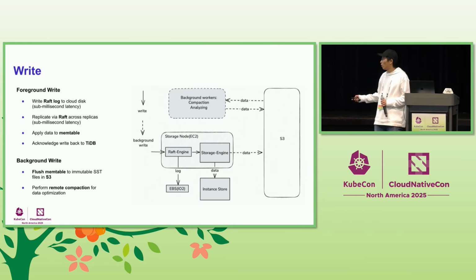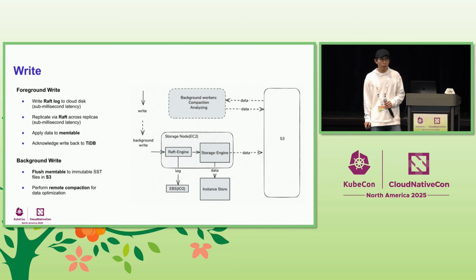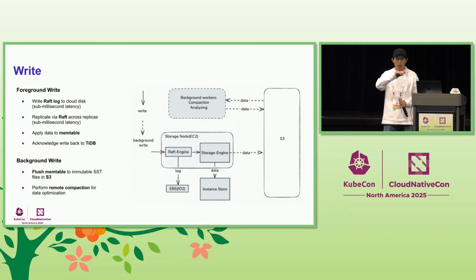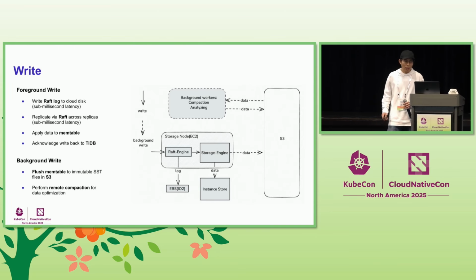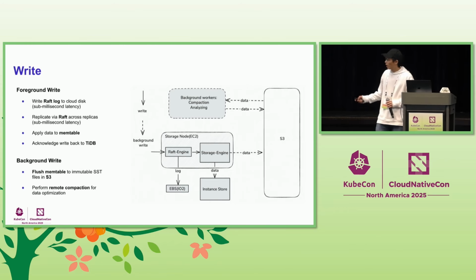And after a while, a batch of modifications will have accumulated in the memtable. And in order to keep the memory usage of the system consistent, we need to flush this batch of changes to the remote object storage. And after doing this, we can truncate the memory and the raft log.